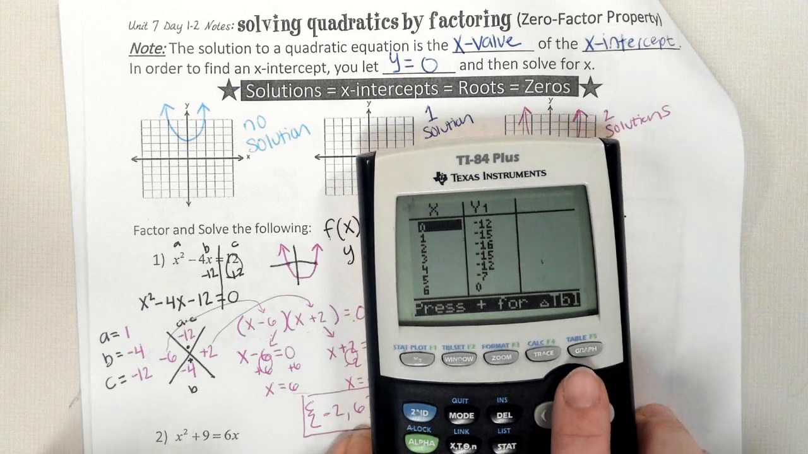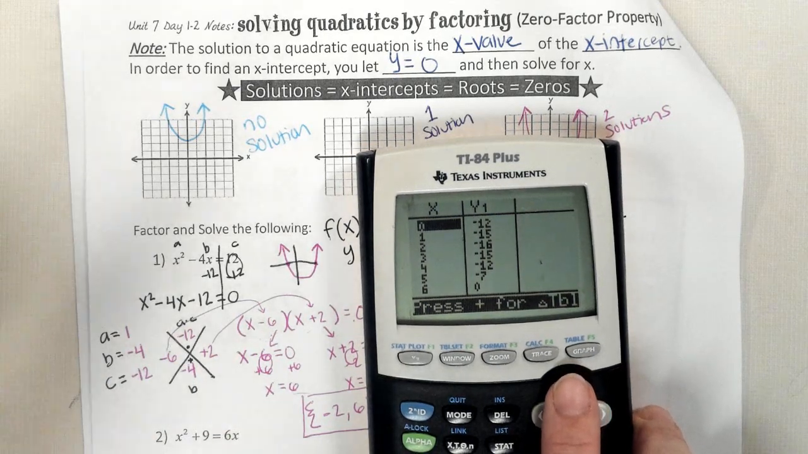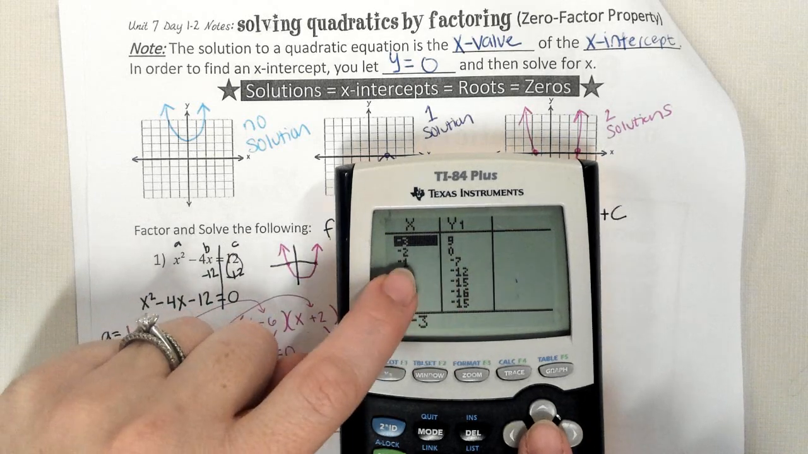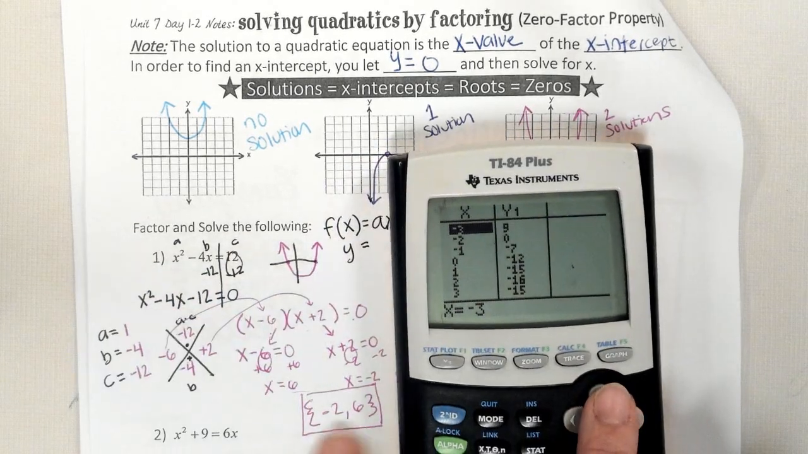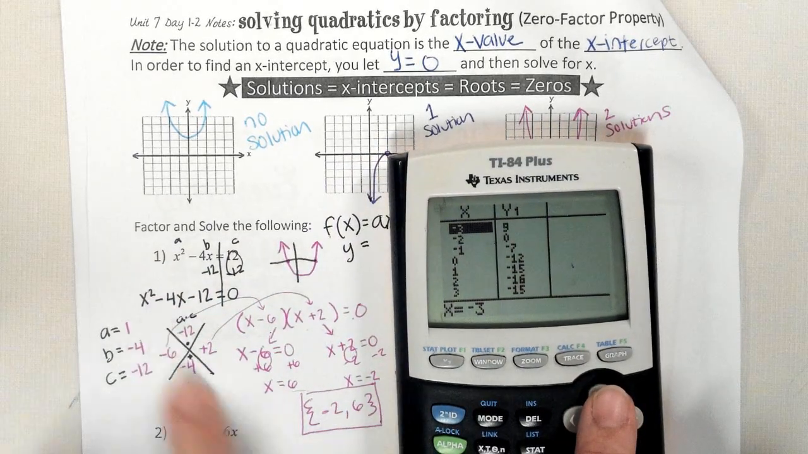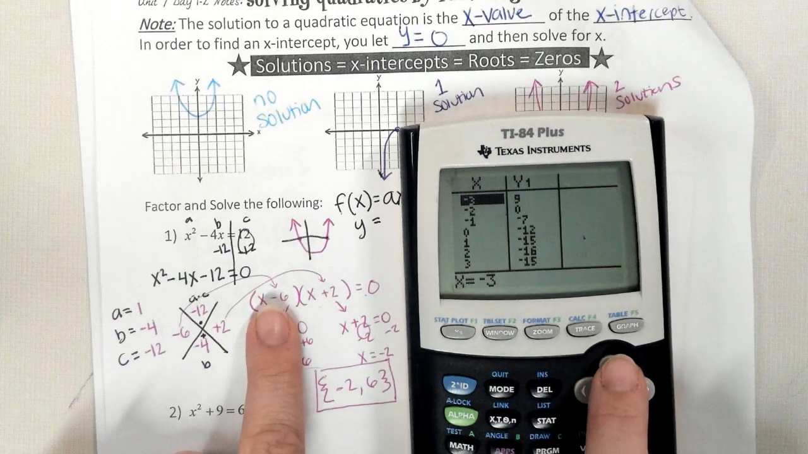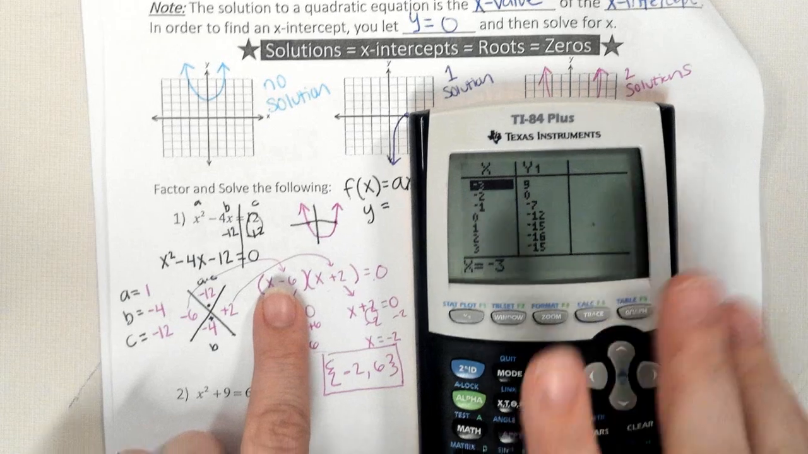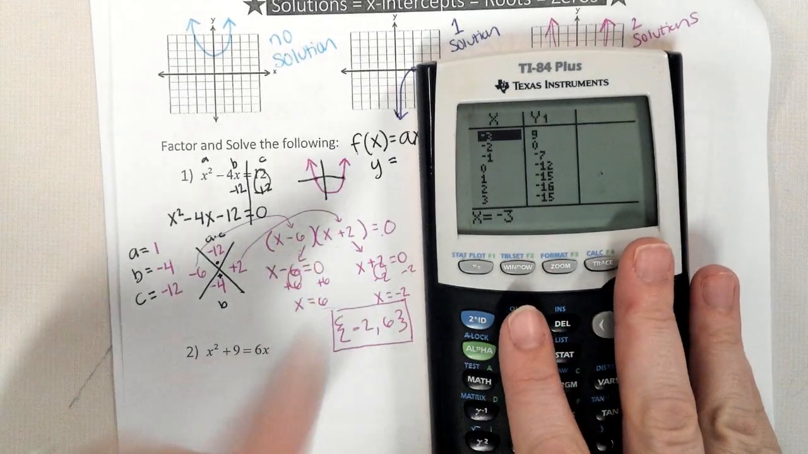So now I need to find the other one because I saw that it touched twice, right? So scroll the other way because I also saw that it was on the negative side, and there's my other one. Did I just find my two answers? So did I have to do any of that work? No. That only works when a is what? 1. Okay, because when a is not 1, you'll see why, and I'll show you.